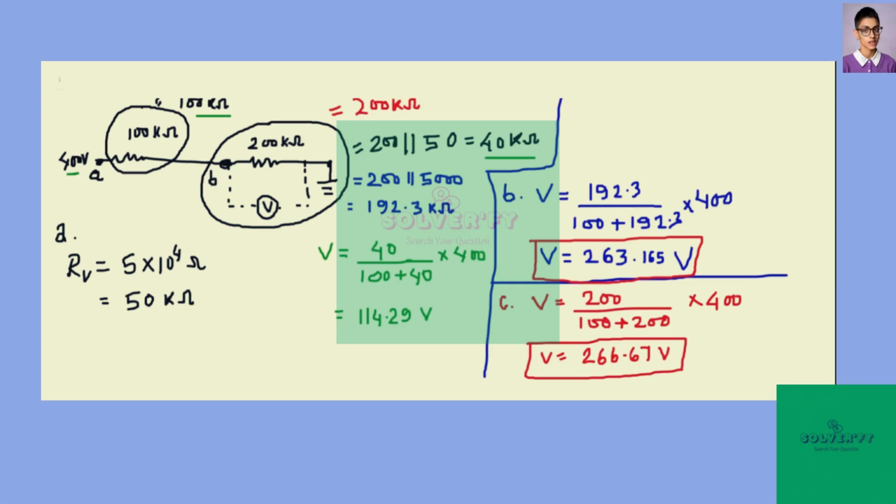So you should have observed that the higher the resistance of the voltmeter, the nearer it is to the exact value. So that's why voltmeters have higher resistance, right?